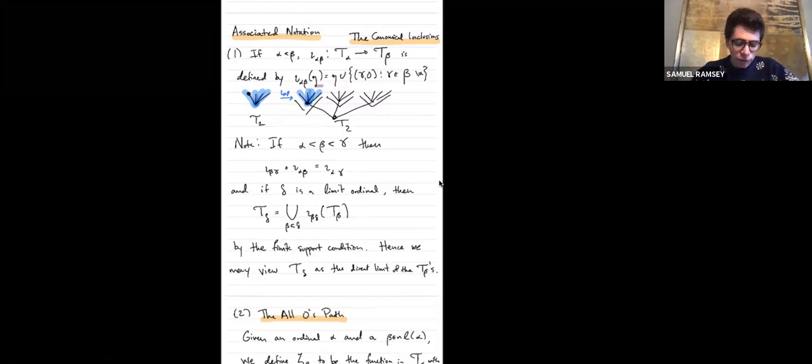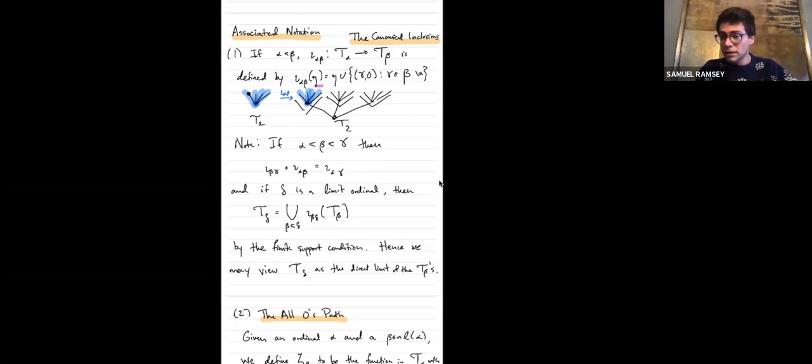And what do I do? Well, I take a function, eta, and I'm going to think about eta as its graph. So think about it as a set of ordered pairs. Then I know that eta is defined on an in-segment of alpha, and I want to define it on an in-segment of beta. And I want to do that in such a way that it still has finite support.